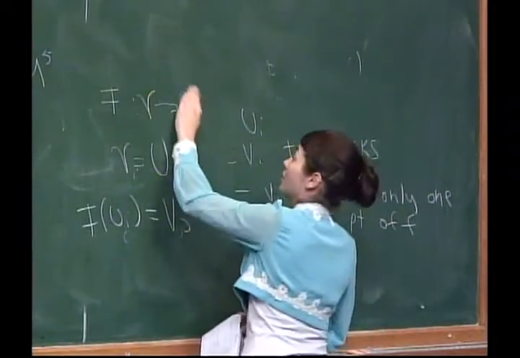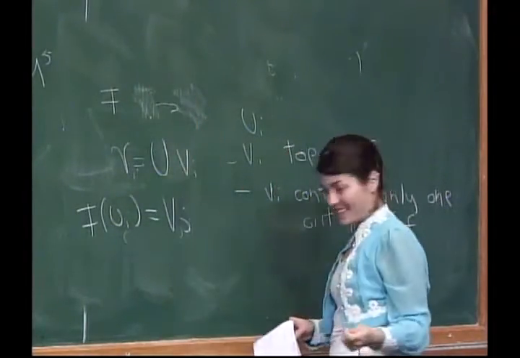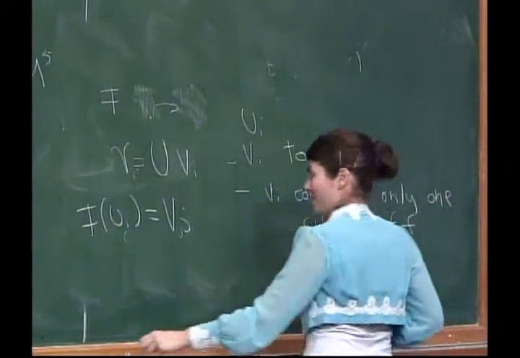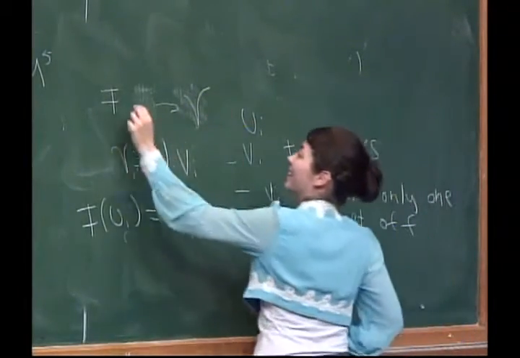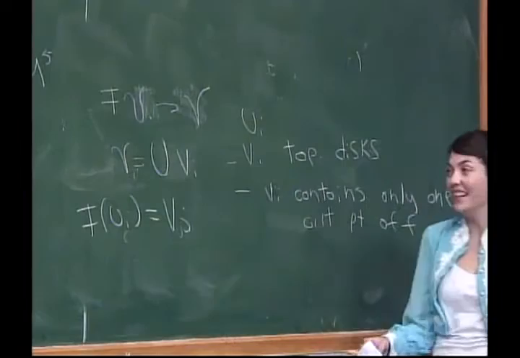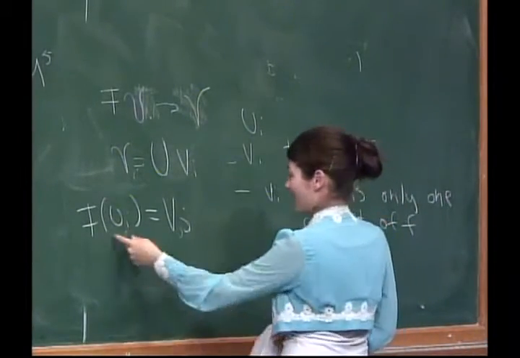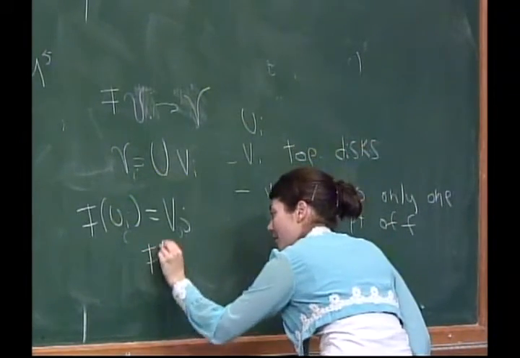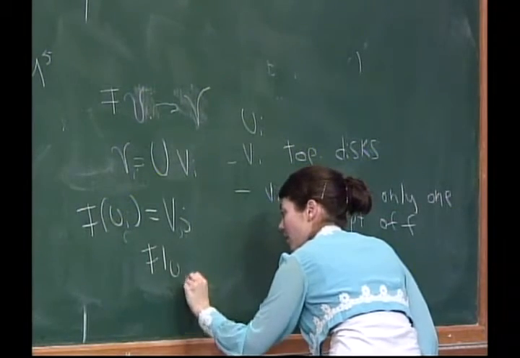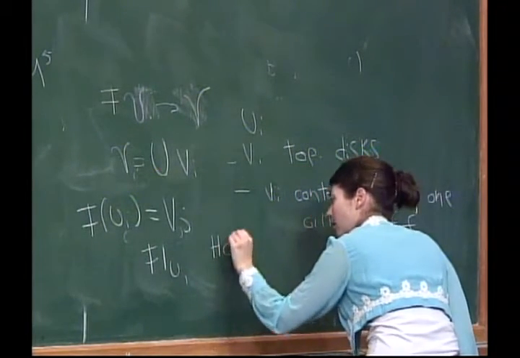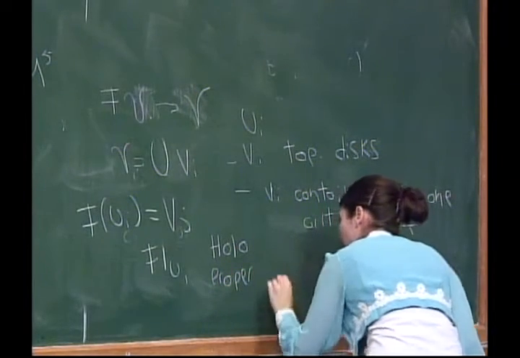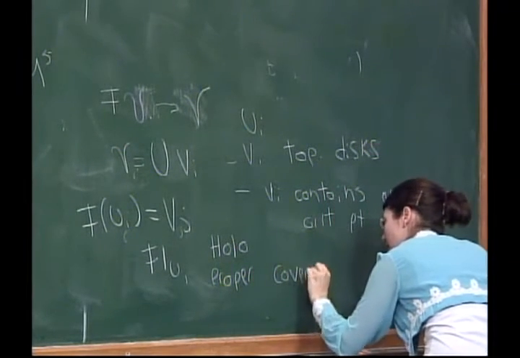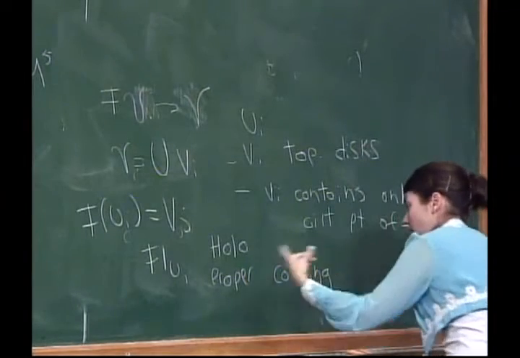Sorry, thank you. I started the other way around, and everything goes wrong. Okay, so each of these ones: F restricted to some U_i is a holomorphic proper covering with only one critical point.